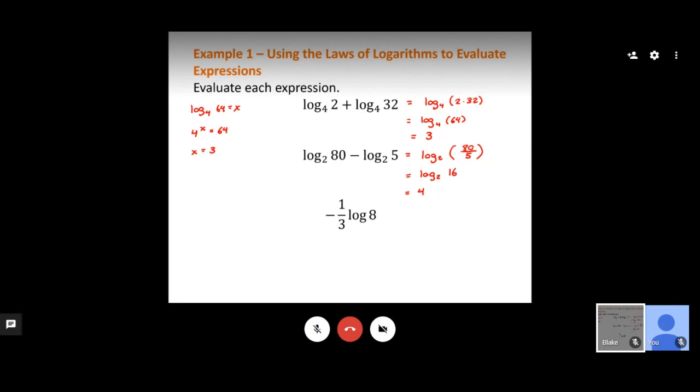All right, let's take a look at this last one now. So we got negative 1/3 log of 8. Okay, so what property or law of logarithms could we use this time? Okay, good. We can move that negative 1/3 into the exponent, right? Because if we have a coefficient, we're allowed to move that up. So that's going to give us the log of 8 to the negative 1/3.